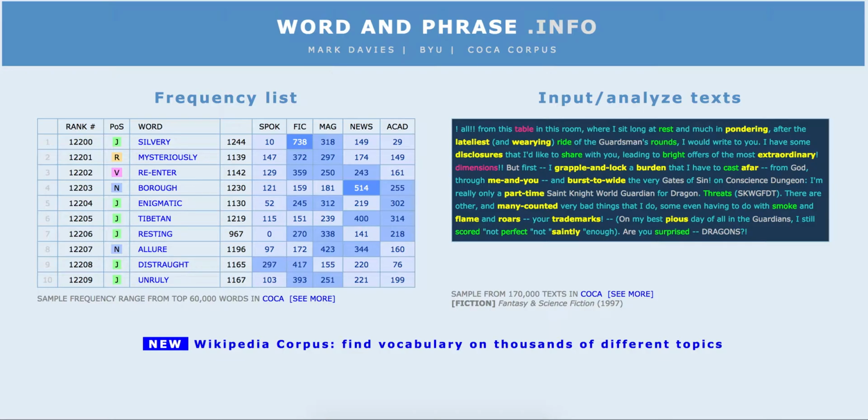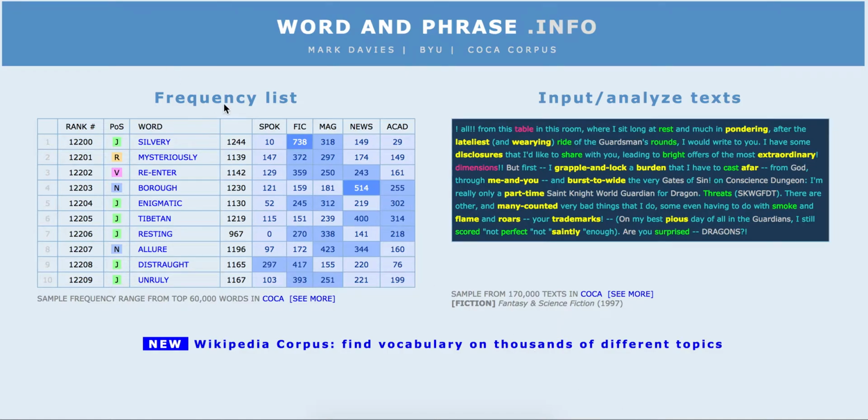In an earlier screencast tutorial, we explored how you can do a simple search in this word and phrase corpus, and also how to search for collocates, those words that work well when they're near each other. Let's look at some other features of word and phrase that you might find helpful.